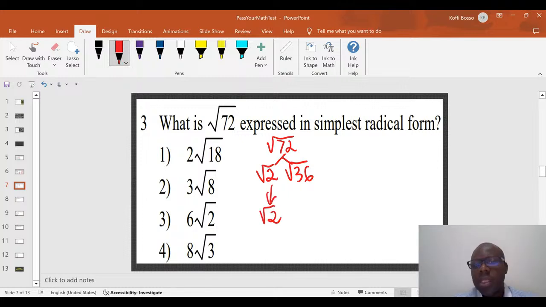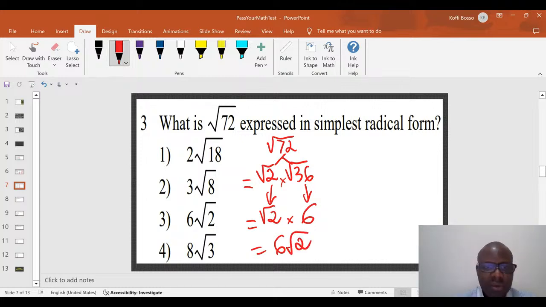But what about square root of 36? Yes, we can do that. Square root of 36 gives you a regular 6. As I explained, this is a multiplication between them, so I have a square root of 2, 6 times. Therefore, I will place that 6 before the square root of 2. So the correct choice here is choice number 3.